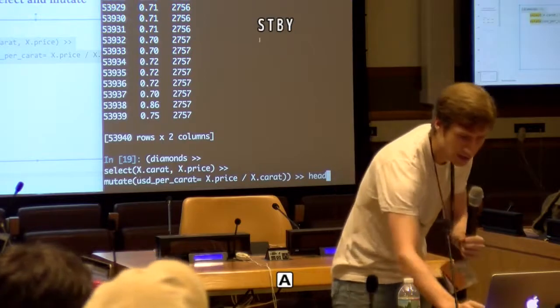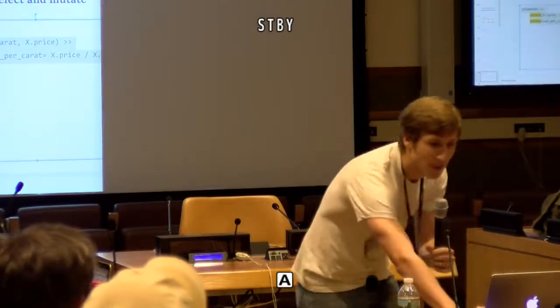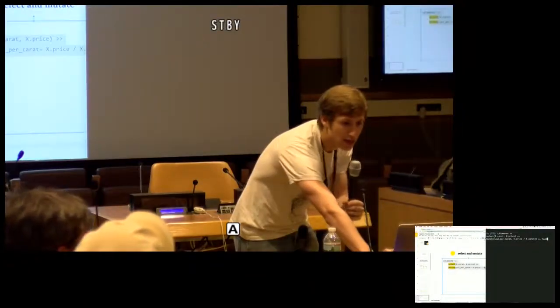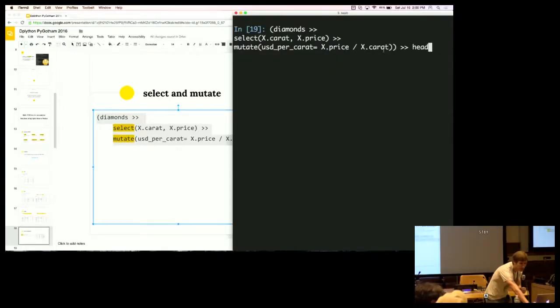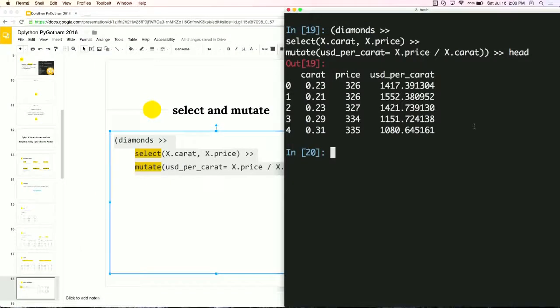So here I've added this new column. And again, you can't see that, so I will hit Control L. And we have USD per carat, x dot price divided by x dot carat. And head just shows me the first five rows, so I don't have to keep scrolling up. So now we have carat, price, and we've added a new column.